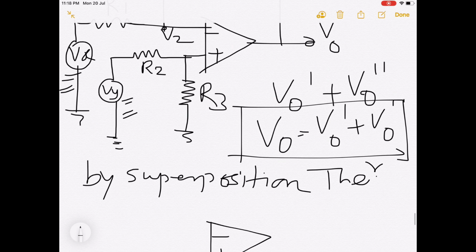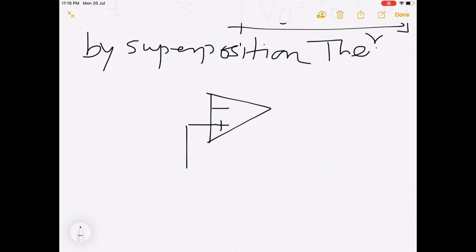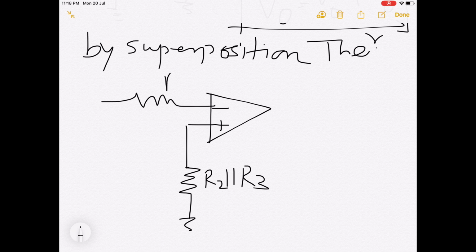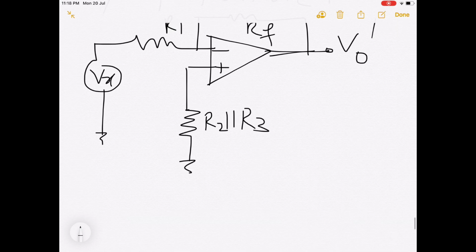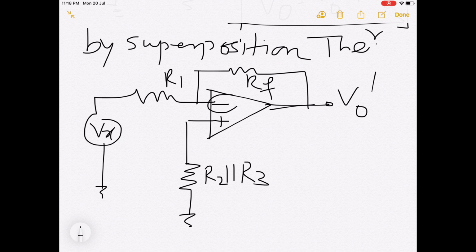Here R2 and R3, with Vy grounded, so R2 is parallel with R3, right? So here I am drawing only one resistor, that is R2 parallel R3. Then R1 is the same as it is, R1 is applied with input Vx, and it is grounded. Then at that time the output voltage is VO dash. RF is also the same. Now this circuit, input is applied at which terminal?